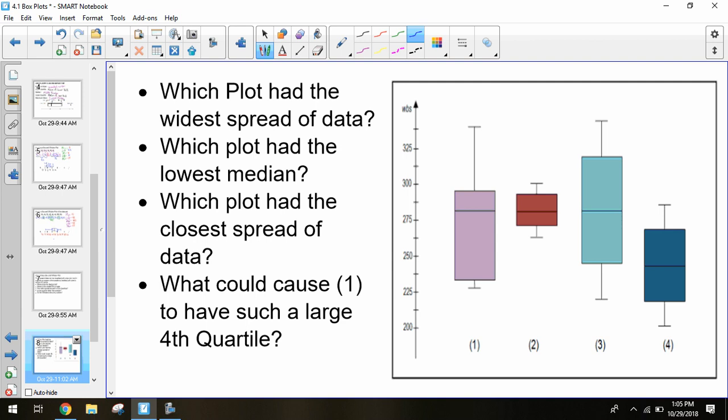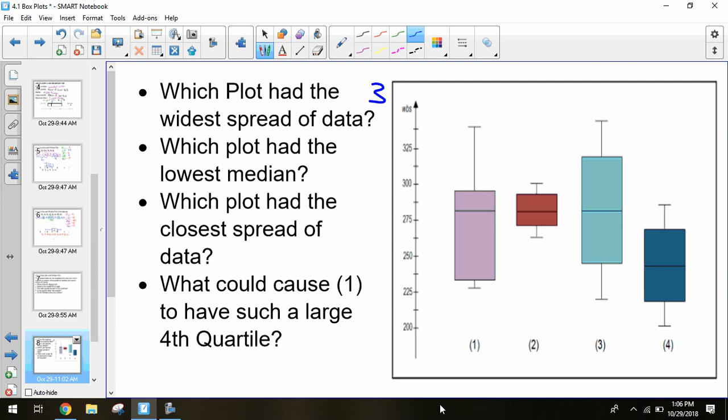If we look from the minimum value to the maximum value, our third box plot has the widest range. It has the widest spread of data. You can look because its minimum value is the lowest and its maximum value is the highest, and it's the farthest spread apart. It's the widest data.